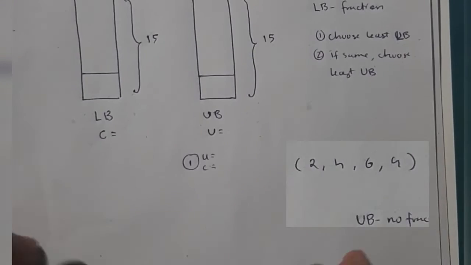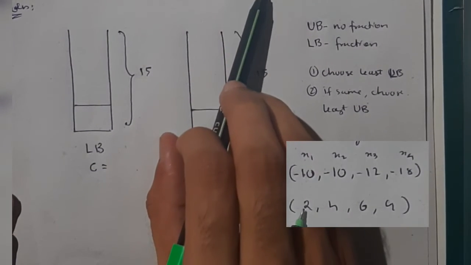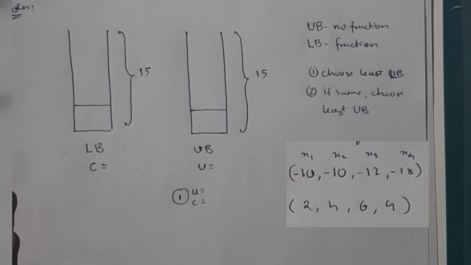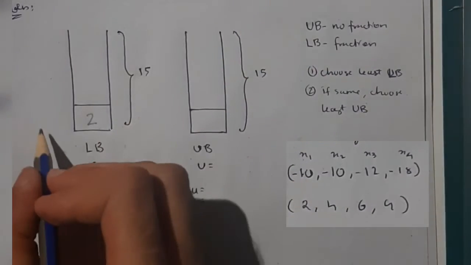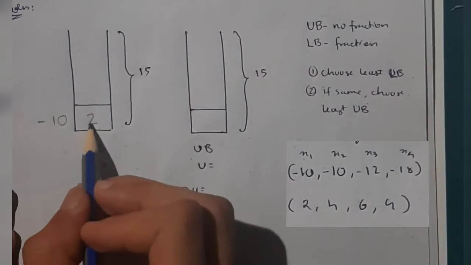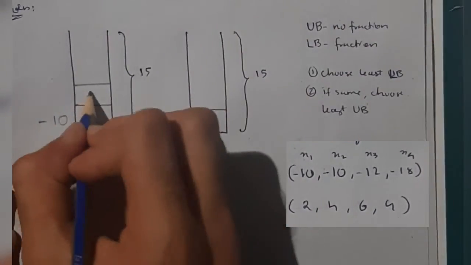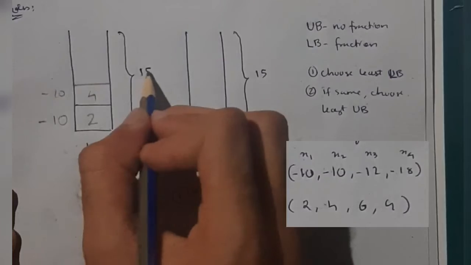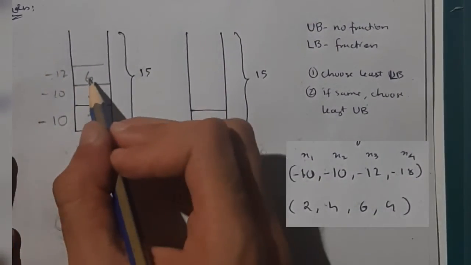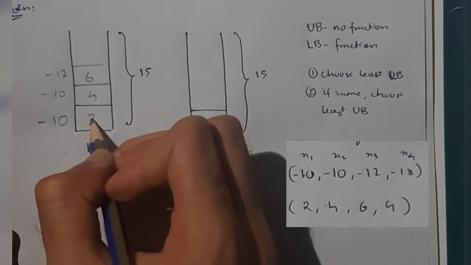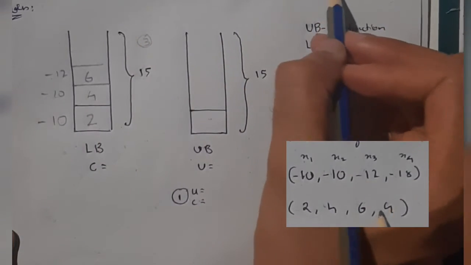Now see here, we'll start considering the objects from item 1. If I include item 1 in this container, the first item will be 2 kilograms. What is the profit I get? Minus 10 here. Then I can fill till 15, so I can allocate the second object here, which is 4. What's the profit? Minus 10. Third object 6, minus 12. How much is the total now? 6 plus 4 is 10, 10 plus 2 is 12, and I have 15, so 3 is remaining. I can fill 3 kilograms, but the fourth object is 9 kilograms here.